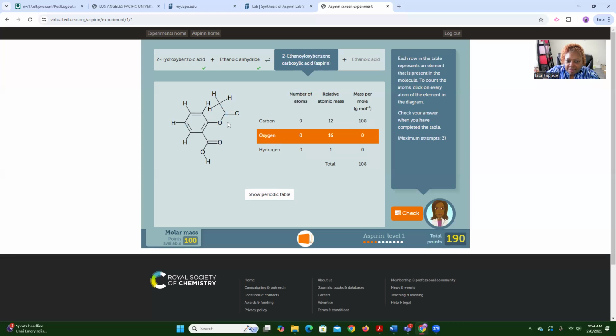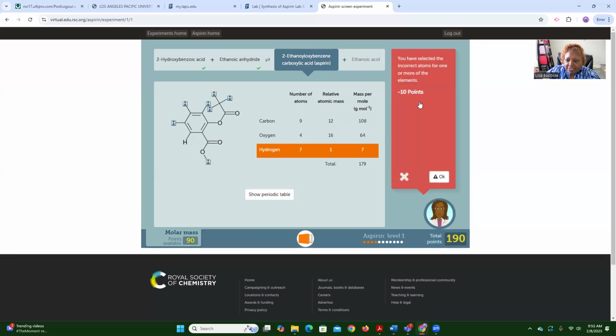So that's how you can tell where the carbons are. Then you go to oxygen. Oxygen is going to be visible. You can see where the oxygens are. And then hydrogen, again, those are visible, so you can see where your hydrogens are. You can always double check to make sure that you counted everything correctly. And then they're going to tell you if you didn't count it right, and you have to go back through and check.